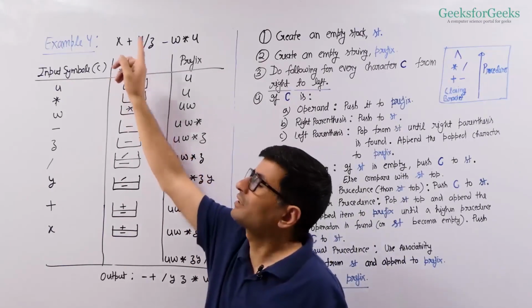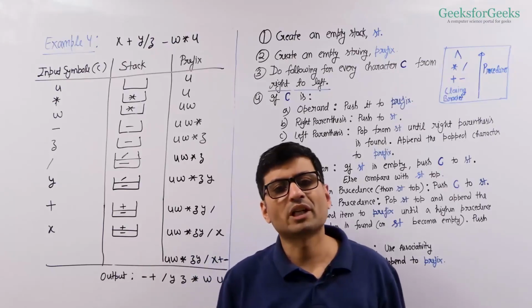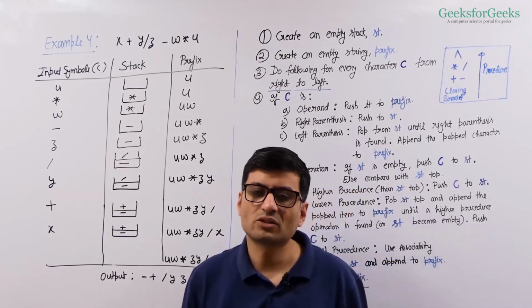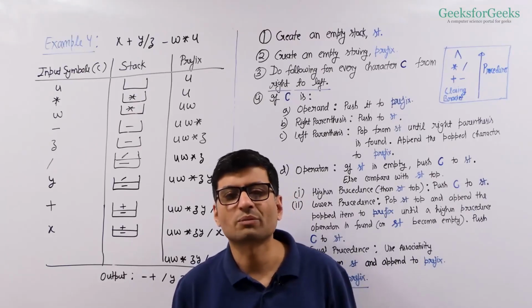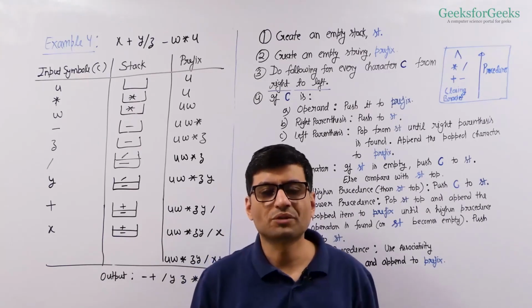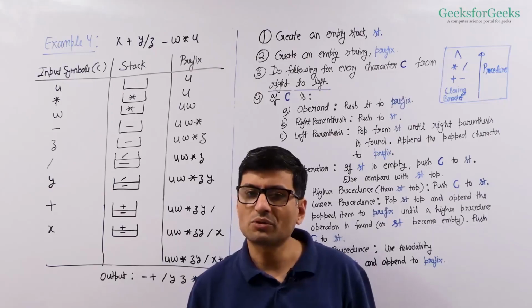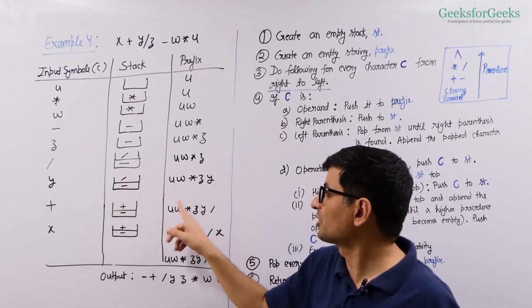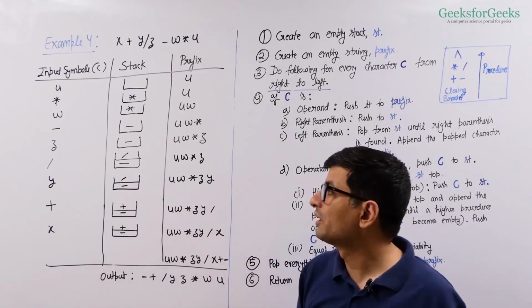Now next thing plus is an operator. So we compare it with the stack top. Stack top has higher precedence than this, or in other words, this operator has lower precedence than stack top. So what are we going to do? We are going to take the stack top out and then we are going to append the taken out item to the result. So we are going to append the division operator.